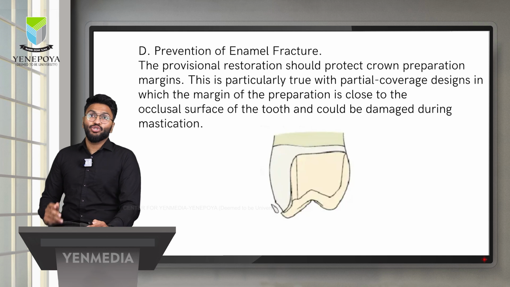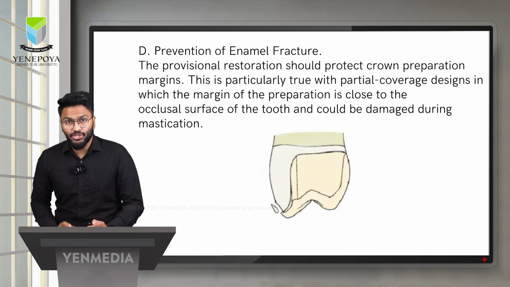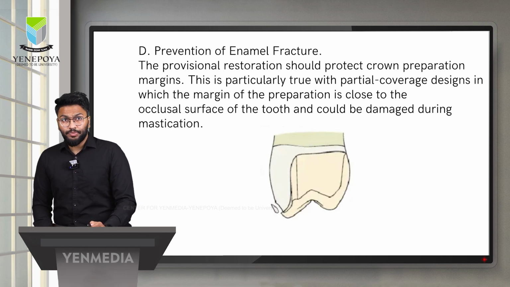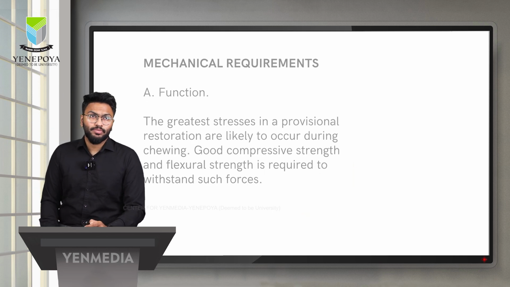So provisional restoration should protect the crown preparation margins. This is particularly true when you are doing partial coverage designs, in which the margin is very close to the occlusal surface of the tooth and could be damaged during mastication.